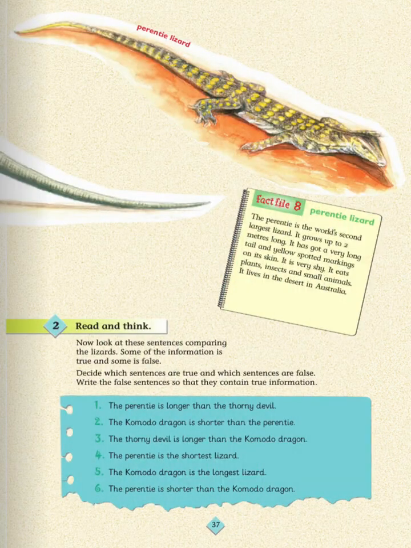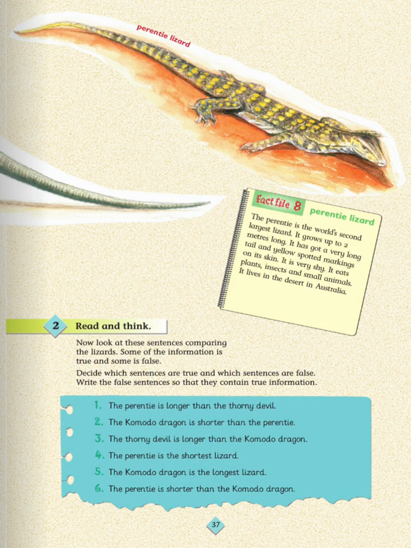Fact file 8, Parenti lizard. The Parenti is the world's 2nd largest lizard. It grows up to 2 meters long. It has got a very long tail and yellow spotted markings on its skin. It is very shy. It eats plants, insects, and small animals. It lives in the deserts in Australia.